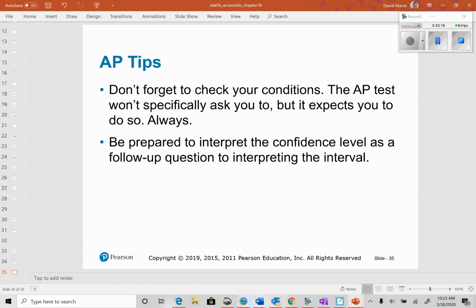Be prepared to interpret the confidence interval as a follow up question to interpreting the interval. Okay? Explain what this means in context. Okay? All right. I hope you got that. Again, like I said, the standard error, you're going to need a calculator to do that. The confidence interval, actually computing those numbers, really isn't all that hard. Good luck with this.